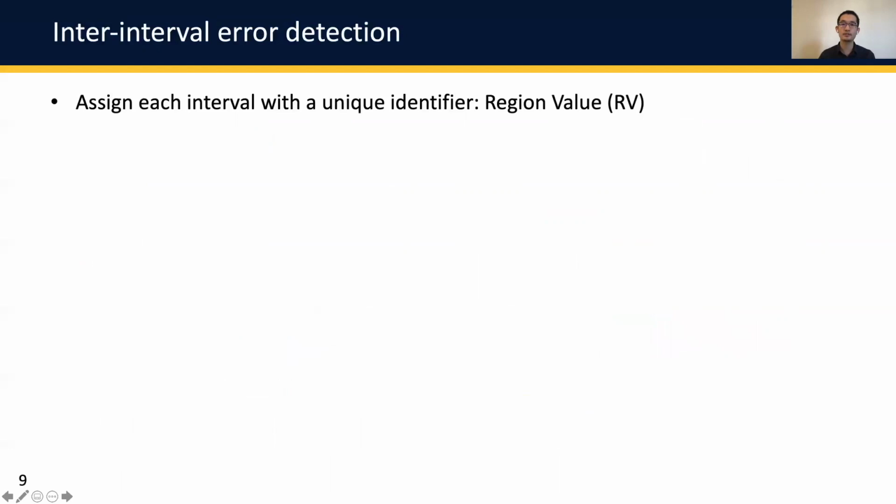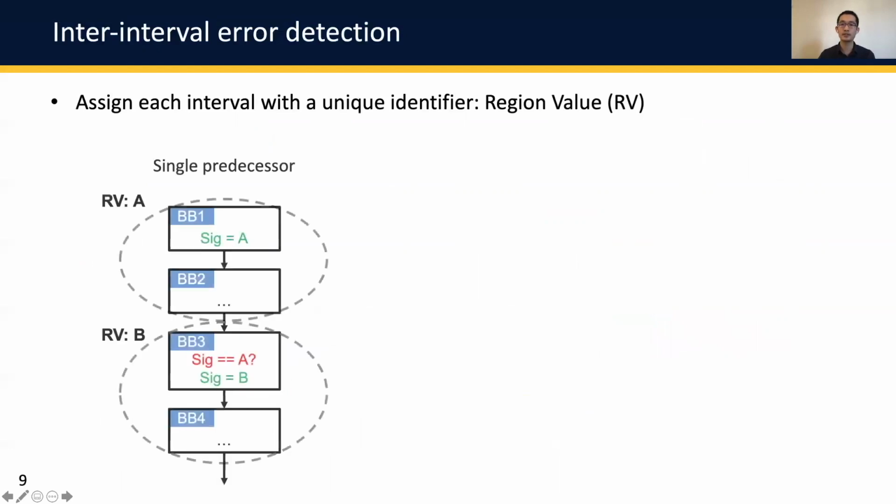To detect inter-interval errors, PASS assigns a unique value to each interval in a program, known as the region value, or RV in short, which is very similar to the previous SV assigned to each basic block. Whenever control flow enters a new interval, the control flow signature will be compared with the interval's predecessor's RV to make sure the branch comes from one of the legal predecessors. After passing the checking instruction, the current interval's RV gets updated to the signature.